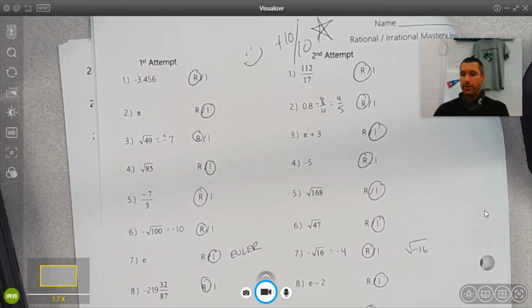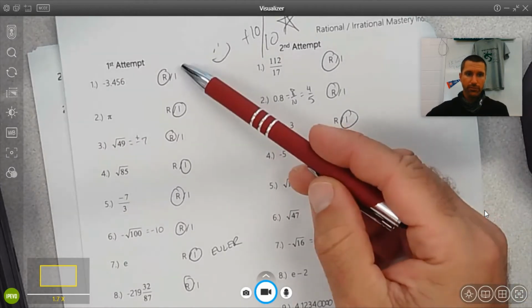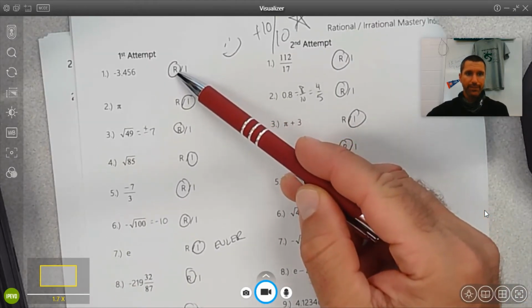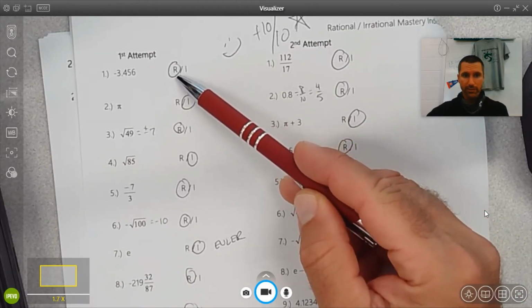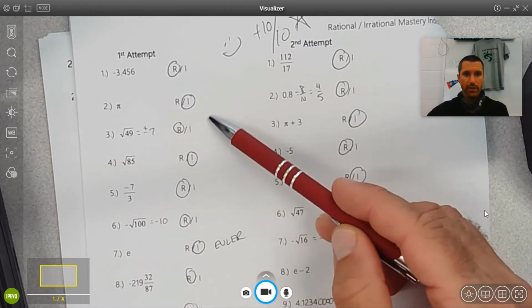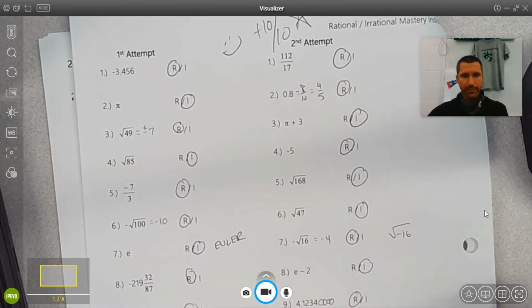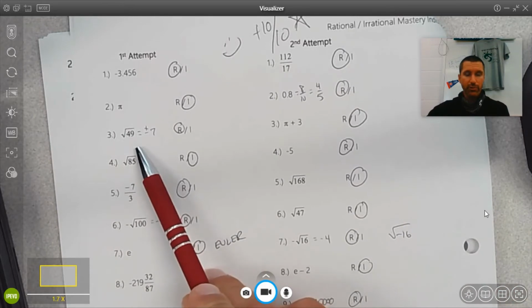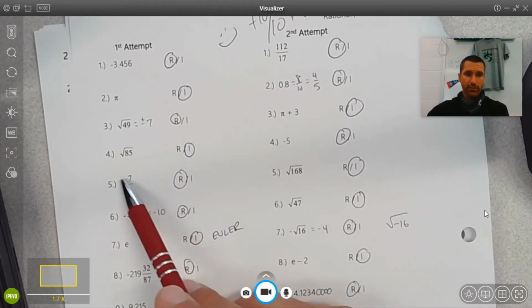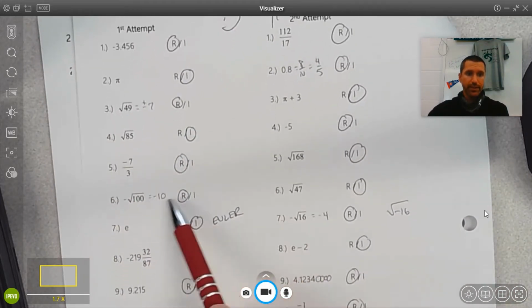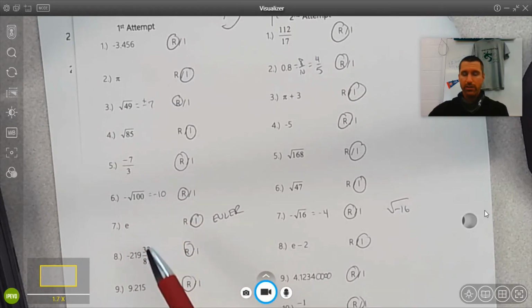So what I had the students do in class was to go through and say, okay, I talked through each one of these. This is rational because it terminates. Irrational because pi is crazy. We've talked about pi many times. The square root of a perfect square is rational. The square root of a non-perfect square is crazy. Any fraction is rational, even if it's negative and improper.